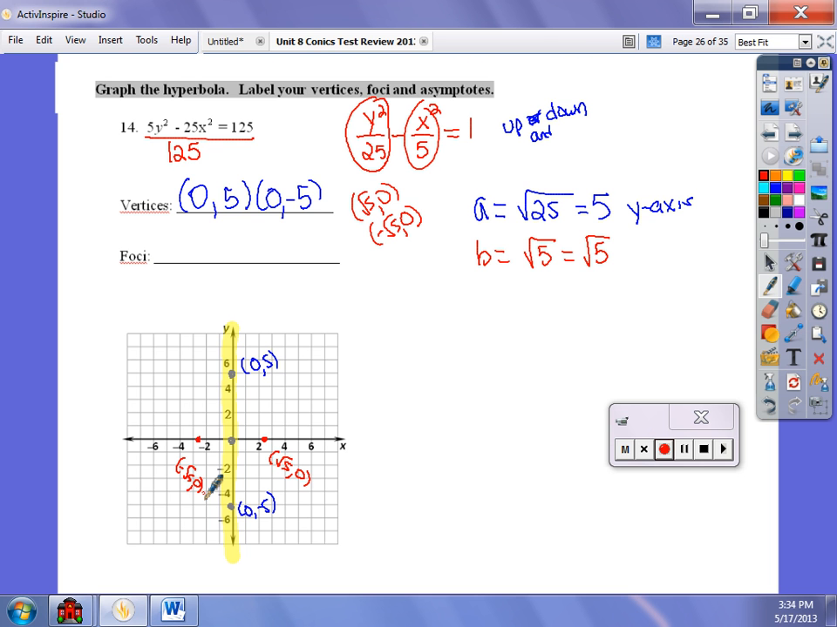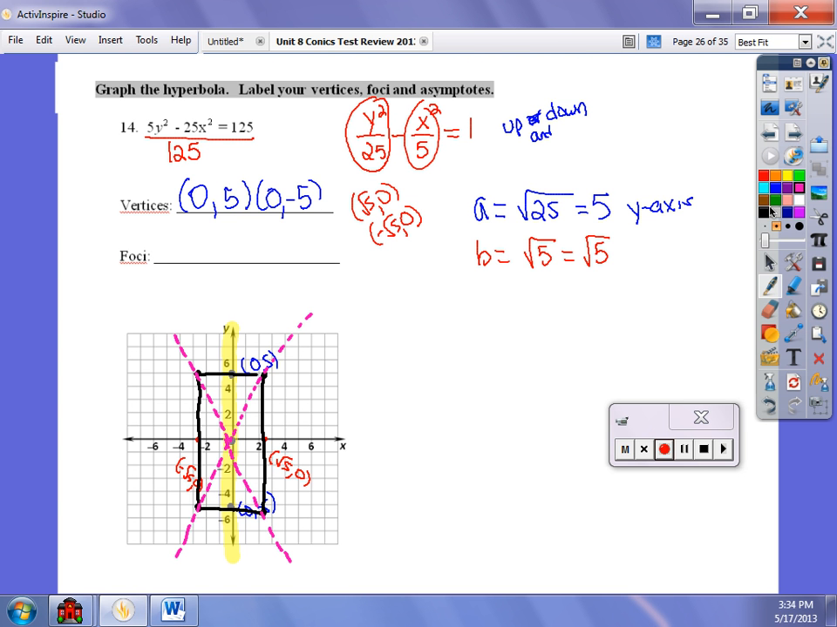So now it's time to make our box. When you make your box, you just go and meet up with the b value and connect. Go and meet up with the b value and connect. Then we'll connect from left to right as well. So now we need to make our asymptote. Our asymptote has to go from corner to corner. So you go from the center to the corner, and then continue. Go from the center to the corner, and continue. There is your asymptote.